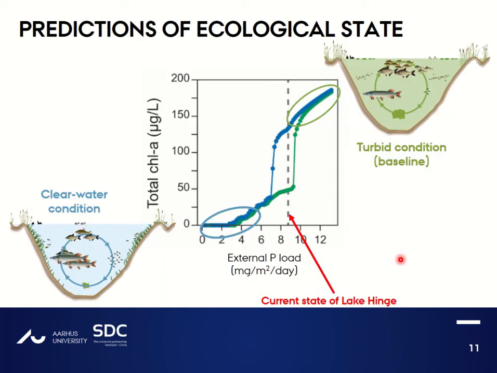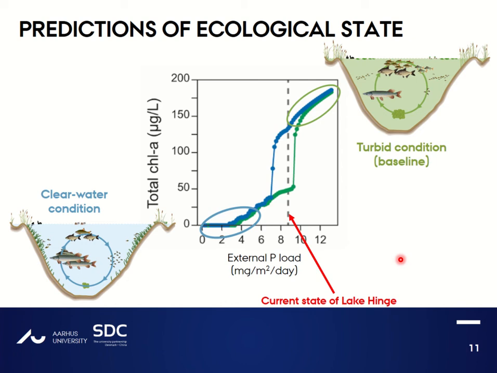This is done here with the external P load on the x-axis and the summer mean chlorophyll A concentration on the y-axis. The green and blue connected circles represent one scenario with altered load initiated with either baseline or clear water condition. With the current baseline load of around 9 milligrams phosphorus per square meter per day, the external P loads are predicted to be reduced to about a third to achieve clear water conditions with high coverage of macrophytes. So, the lake-specific dynamic model can actually guide our targets for restoration.